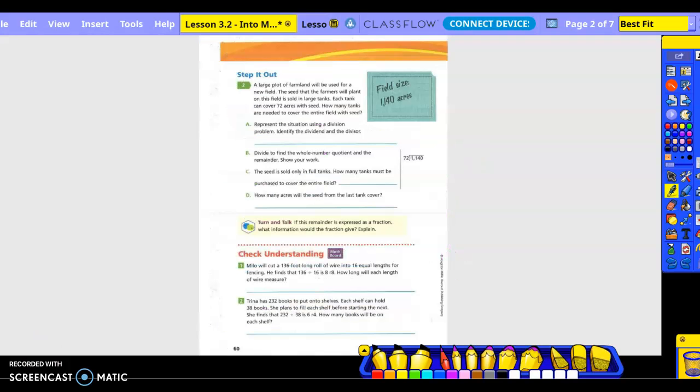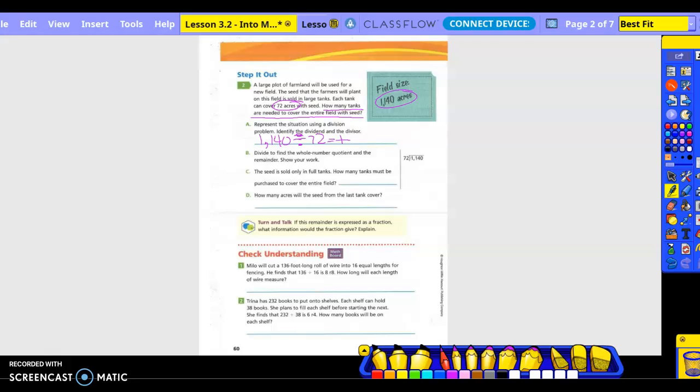Step it out, number 2. A large plot of farmland will be used for a new field. The seed that the farmers will plant on this field is sold in large tanks. Each tank can cover 72 acres with seed. How many tanks are needed to cover the entire field with seed? So we have 72 acres. There's 1,140 acres, and they want to know how many tanks are needed. Represent the situation using a division problem. Okay, so what's our division problem? 1,140 divided by 72 equals the number of tanks, right? Okay, so they already set it up for us. 1,140 is the dividend, and 72 is the divisor.